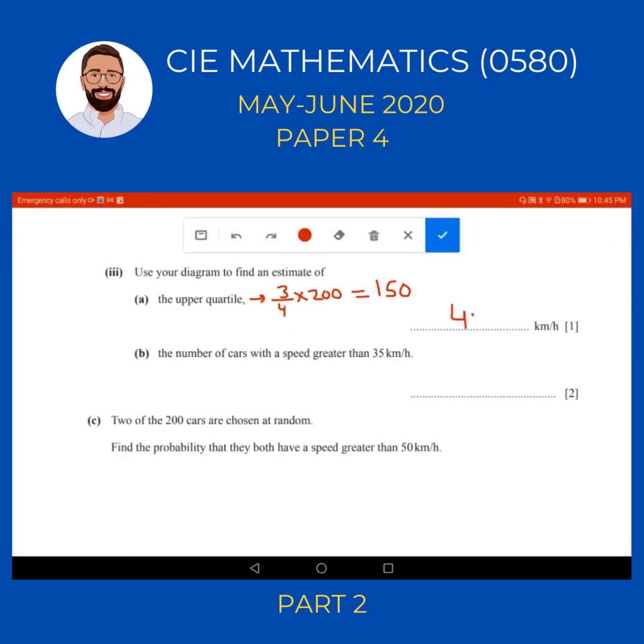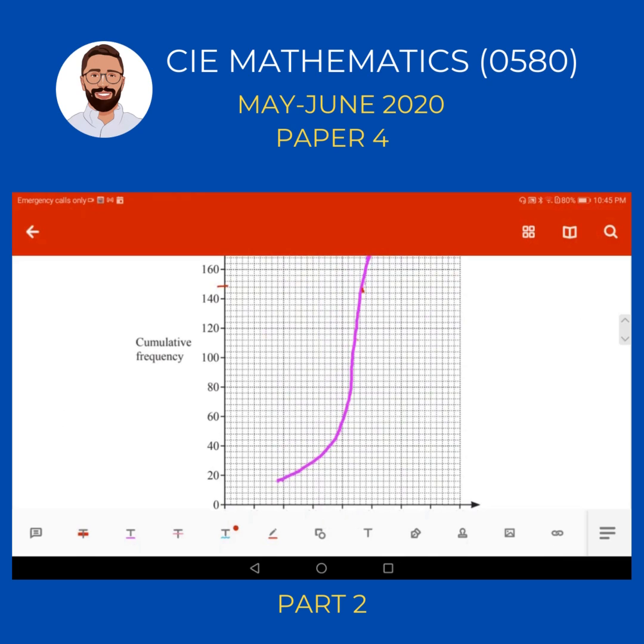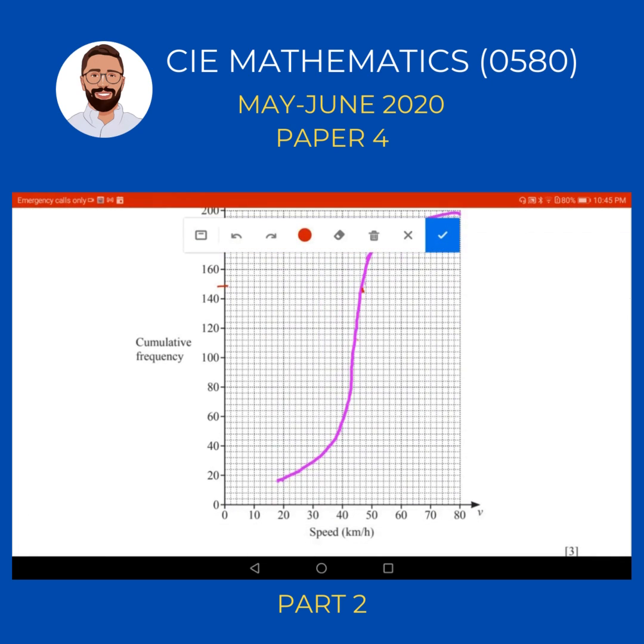So the upper quartile is 48. Now in part B, it says find the number of cars with a speed greater than 35. So using the cumulative frequency graph, I'm going to find the number of cars that have a speed 35 or less. So when the speed is equal to 35, so 35 is somewhere over here. So I need to go up and take a reading, and that reading is equal to 40. So it's this reading over here, so it's 40.